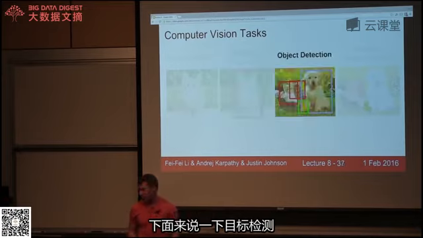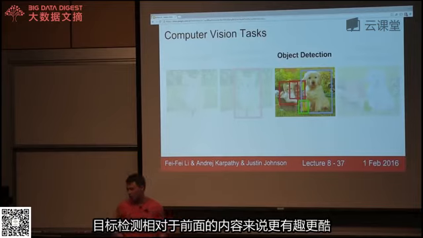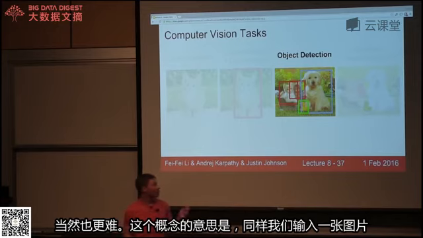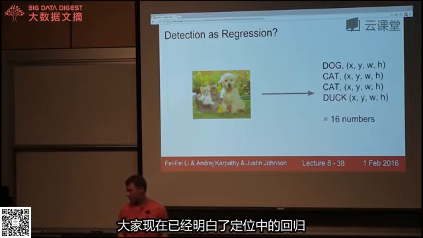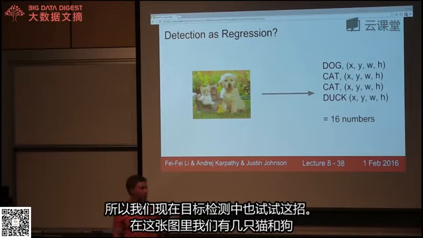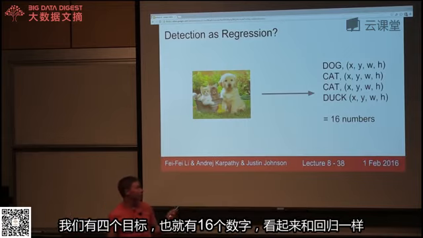All right, let's talk about object detection. Object detection is much fancier, much cooler, but also a lot hairier. So the idea is that, again, we have an input image. We have some set of classes. We want to find all instances of those classes in that input image. Regression works pretty well for localization. Why don't we try it for detection too? Well, because in this image we have these dogs and cats, and we have 4 things.